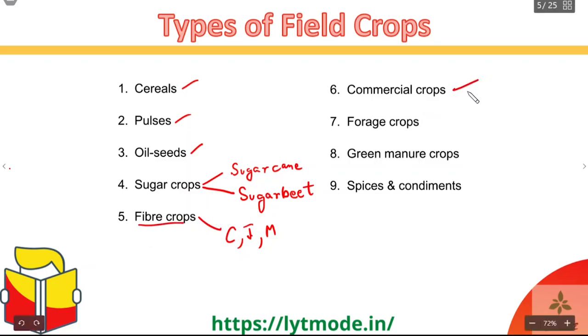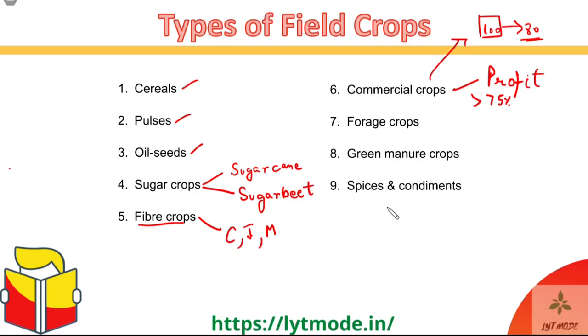Then come the commercial crops. So commercial crops are basically the ones which are grown for the purpose of profit. Okay, so by profit I mean that at least 75% or basically greater than 75% of this crop is actually sold in the market. Okay, so if you have a field in which 100 units of a crop is grown, out of that if 80 units are actually sold in the market, then this field is of a commercial crop. All right, so that's what commercial crops are all about.